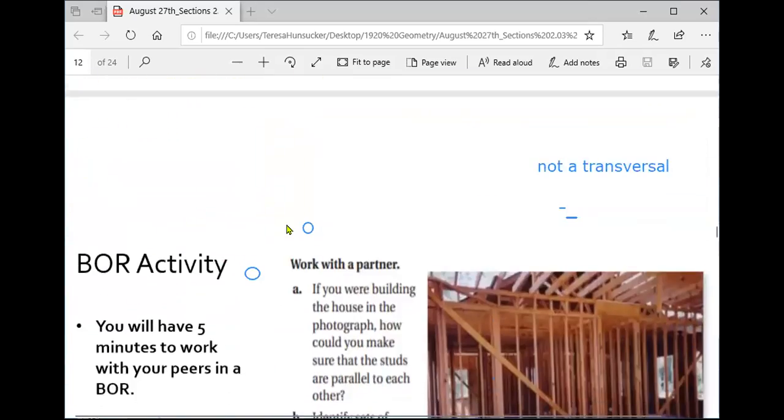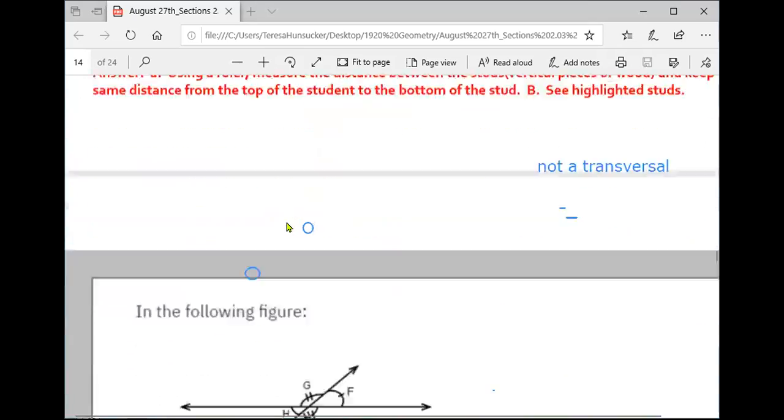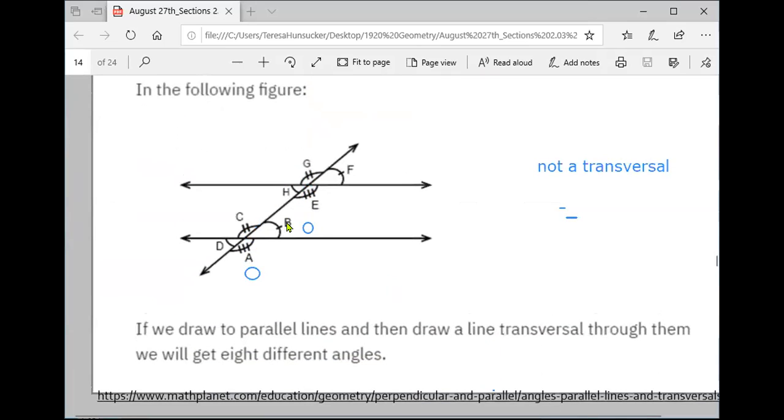All right. So now, in the following figure, if we draw parallel lines, then draw a line transversal through them, we'll get 8 angles. Can you count the 8? 1, 2, 3, 4, 5, 6, 7, 8. Understood? Everyone see the 8 angles formed?